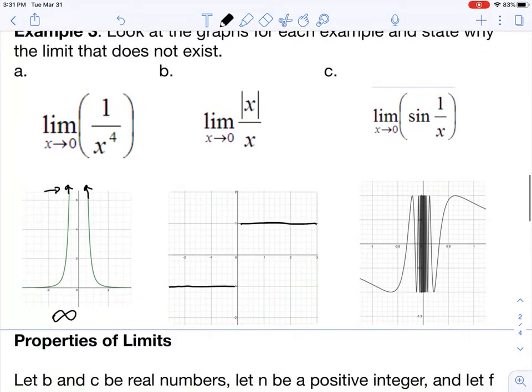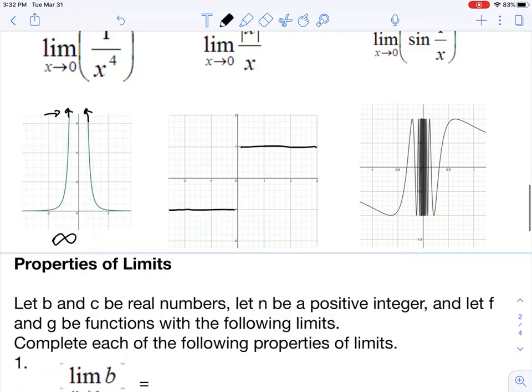And then the last one, and it's really neat if you take your calculator and you keep zooming in at 0 to see what's happening. You can watch the graph oscillate. It'll jump back and forth, back and forth, back and forth. No matter how much you zoom in, you can't ever see what's happening right at 0 because it keeps jumping back and forth.